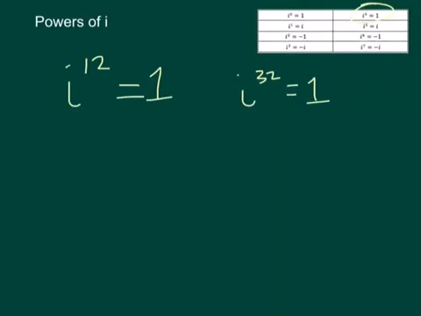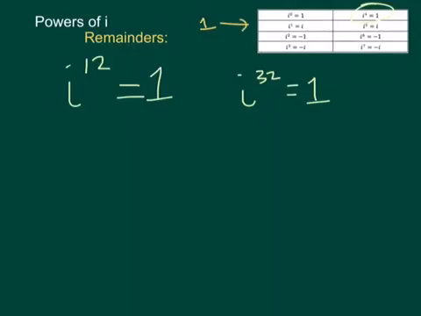i to the 5th, if you divide that exponent by 4, you get a remainder of 1. i to the 9th works the same way, and i to the 17th. All of these will be equal to i because they have a remainder of 1 when you divide by 4.